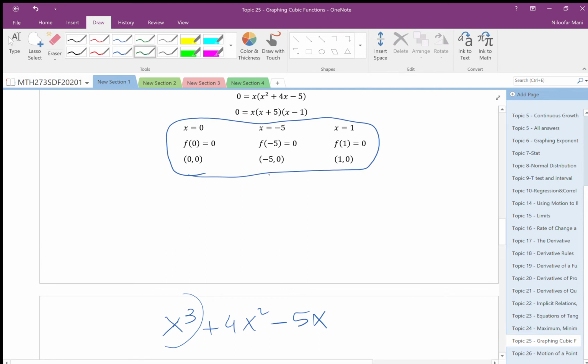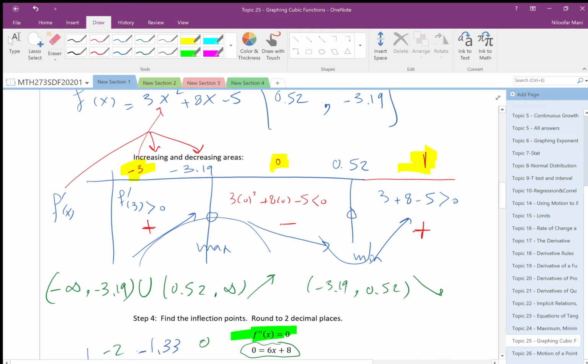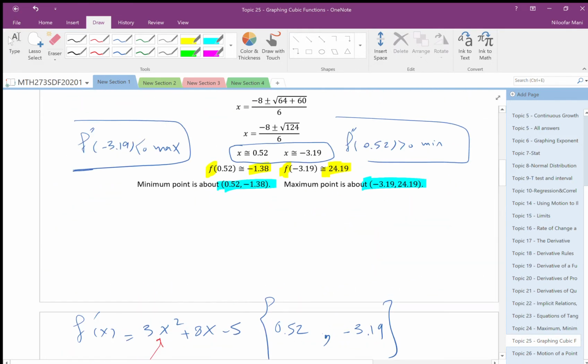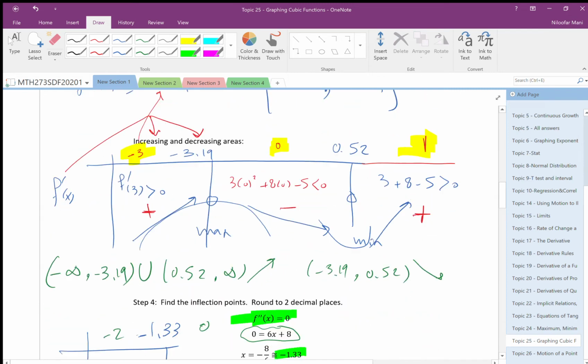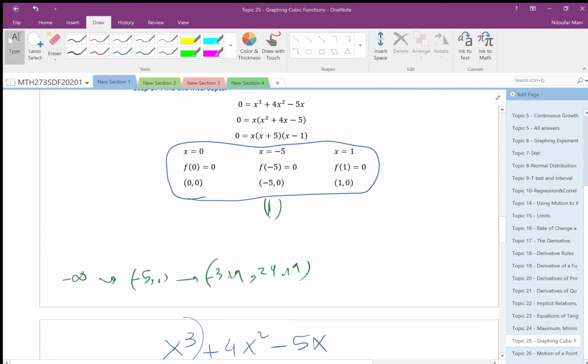First I have to reach to this point. Okay, so I have to start from minus infinity, then I have to reach to this point. Then I have to reach to the maximum point, which is minus 3.19. What was the point? Minus 3.19 and something. 24.19. Okay, 24.19. Then again I come down to 0 and 0.